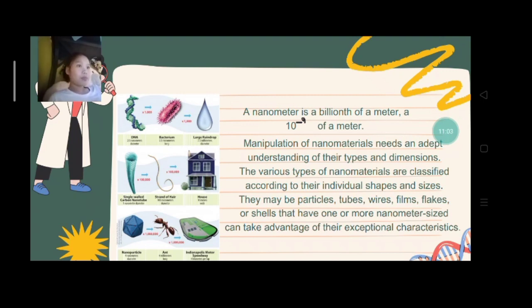So there are 25,400,000 nanometers in 1 inch. A human hair is approximately 80,000 to 100,000 nanometers wide. A single gold atom is about a third of a nanometer in diameter. 1 nanometer is about how long your fingernail grows in 1 second.